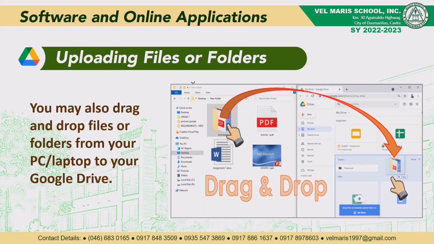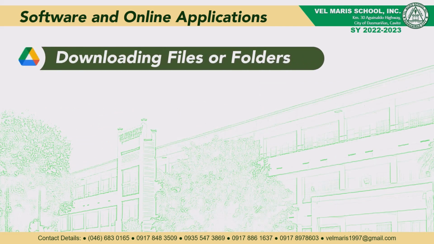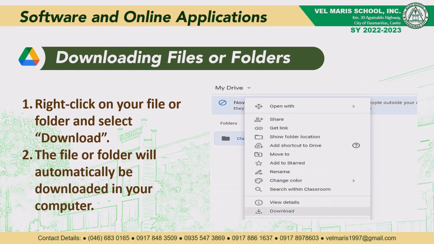To download files or folders, right-click on your file or folder and select Download. The file or folder will automatically be downloaded to your computer. Google automatically converts the file to PDF or a Microsoft Office equivalent like Word, PowerPoint, or Excel, while a folder with multiple files is automatically compressed into a zip file.